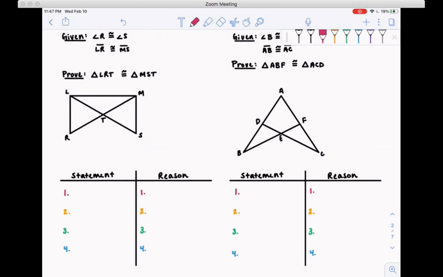Our first one, let me put a line down. For our first proof, we're given that angle R is congruent to angle S, and LR is congruent to MS, and we're asked to prove triangle LRT is congruent to triangle MST. So there's multiple triangles going on in this diagram, so a good place to start would be locating the triangles that we're working with, that we're focusing on.